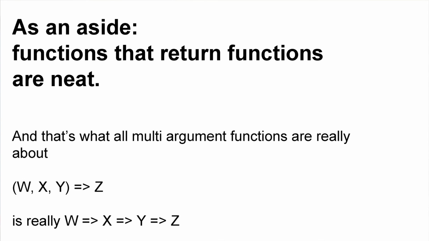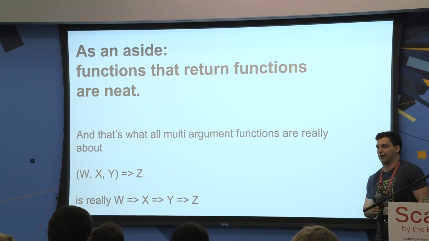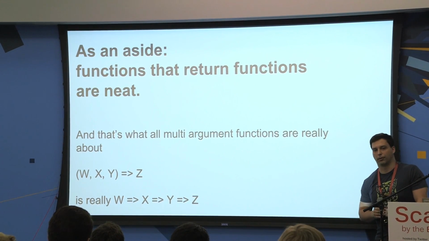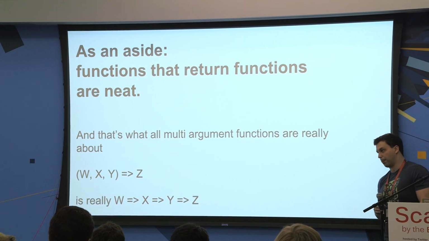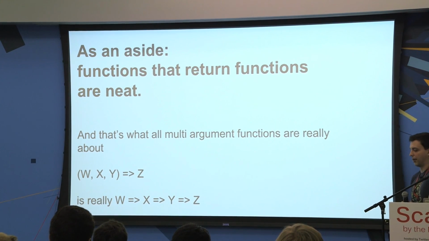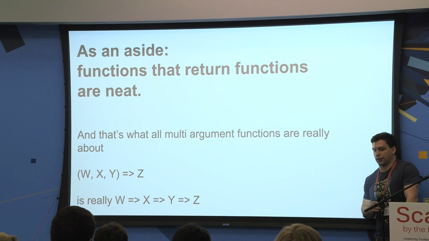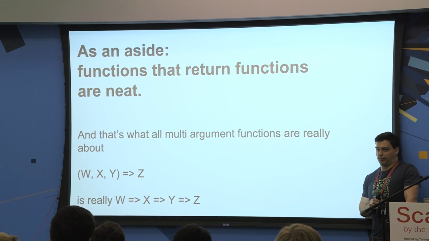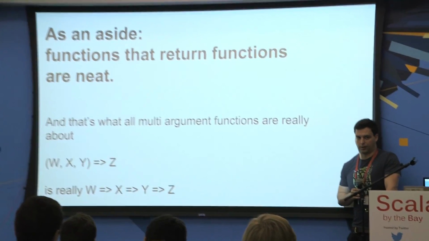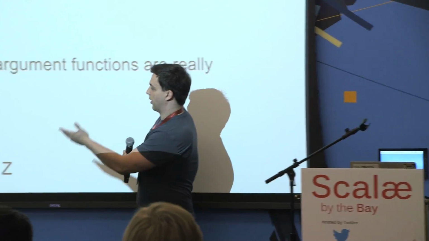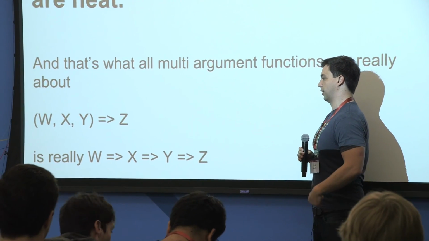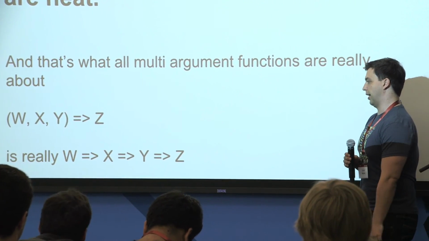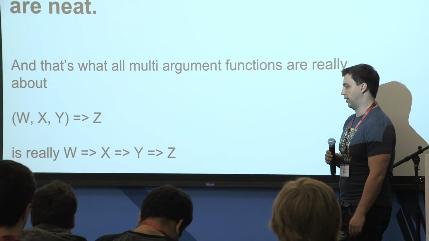Neat. I want to take a few moments to talk about how neat that really is. Functions that return functions are really, really cool. We're kind of used to this as an idea now, right? As functional programming, Scala people, OCaml, Haskell, whatever people, right? And really, you can make the argument that all multi-argument functions are really functions that take one argument and return another function. A function from w, x, y to return a z is really a function that takes a w that returns an x to y to z, and so on and so forth.